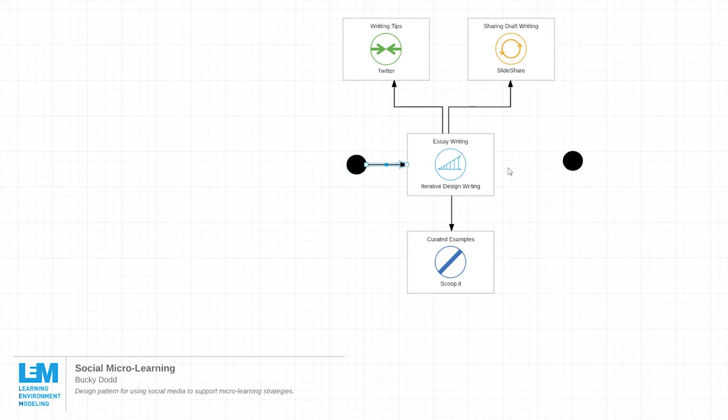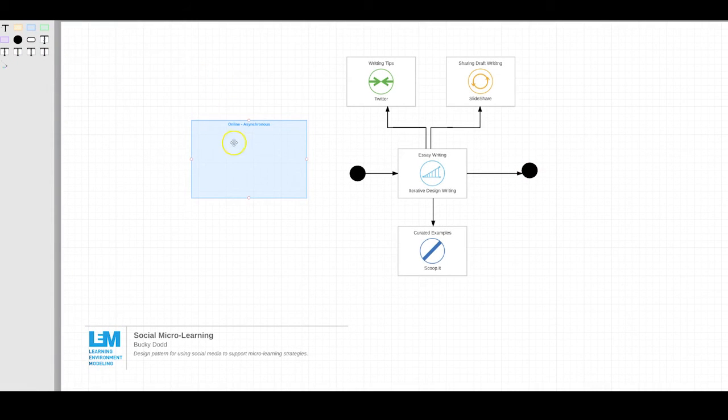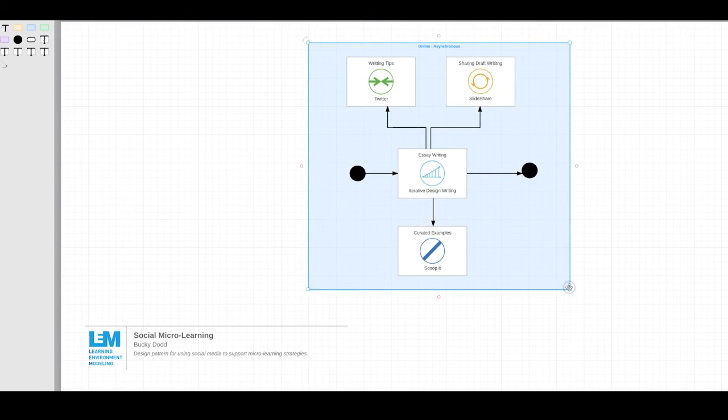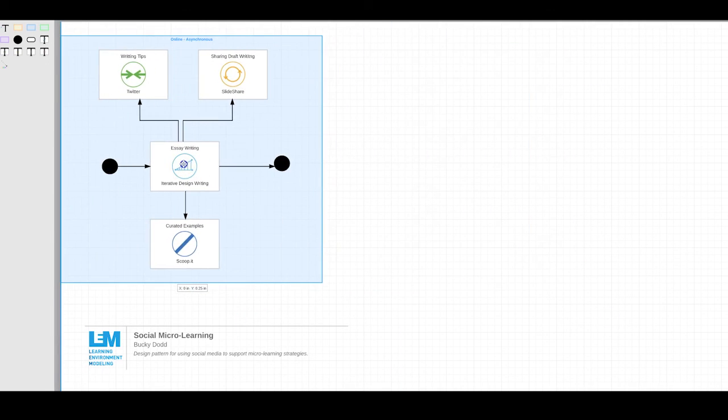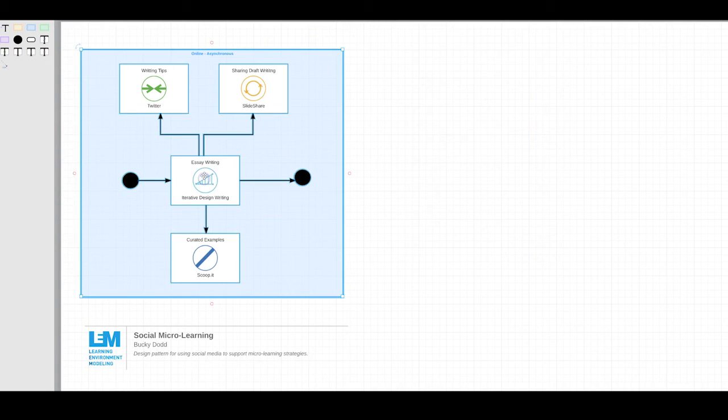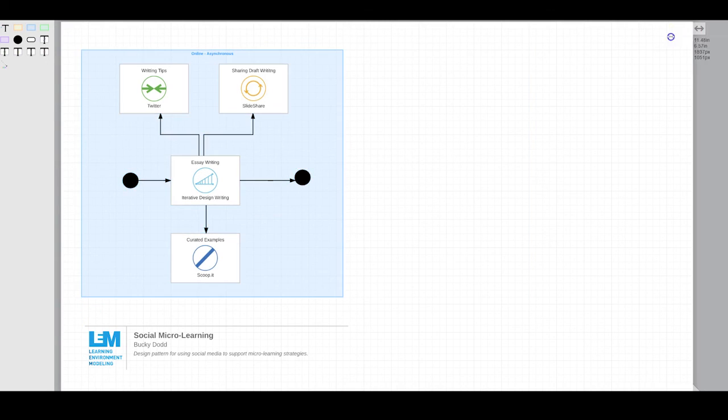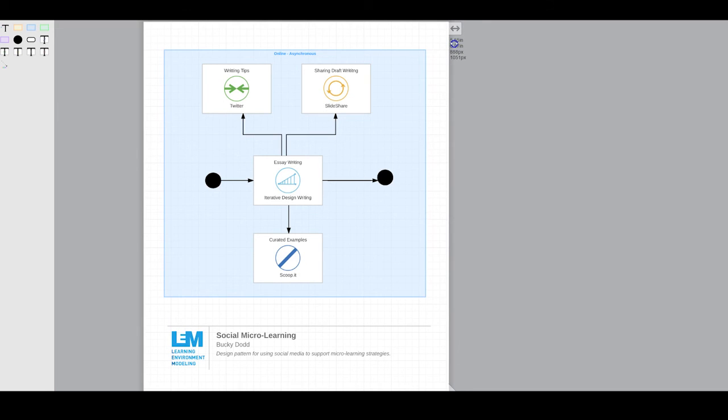Now, this particular method obviously is going to work quite well in online asynchronous environments. If we bring that piece over, we can bring that to the back there. But it can also be used very equally well in experiential learning environments. So here I have a very simple design pattern for supporting microlearning via social media platforms such as, in this particular case, Twitter. I use SlideShare and Scoopit.